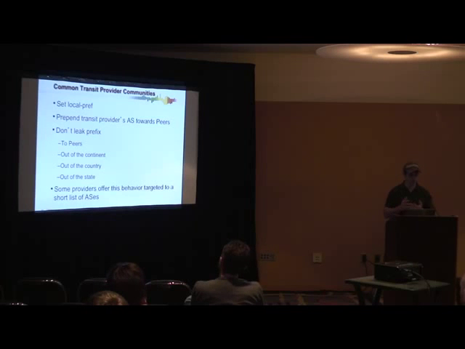Some providers will offer this behavior targeted to a short list of autonomous systems. For example, you might say, don't send it to peers of Sprint, or prepend twice to peers of UUNet.